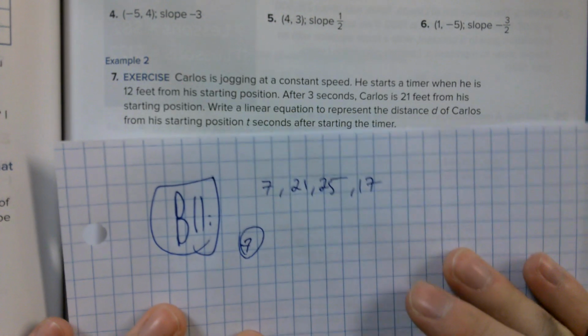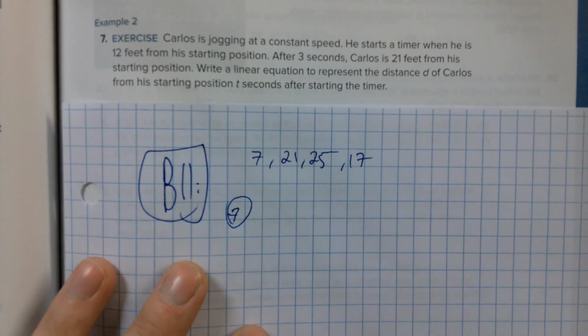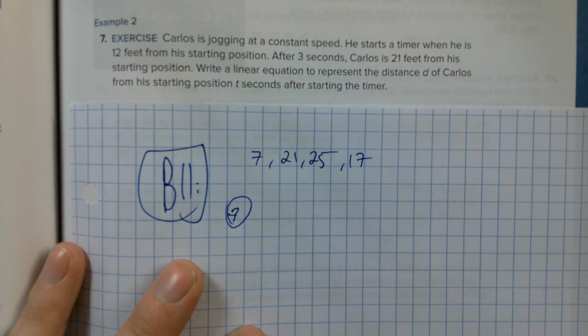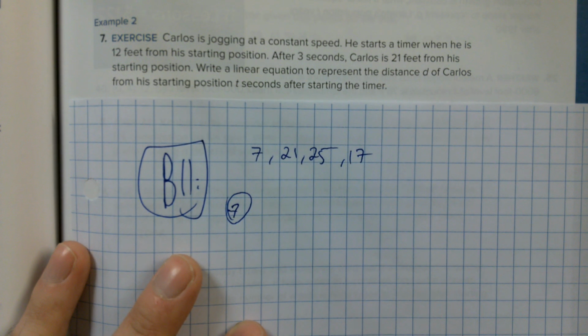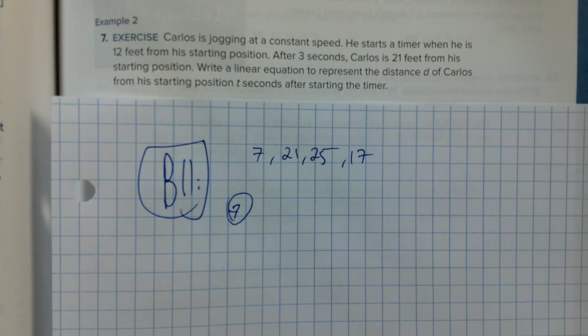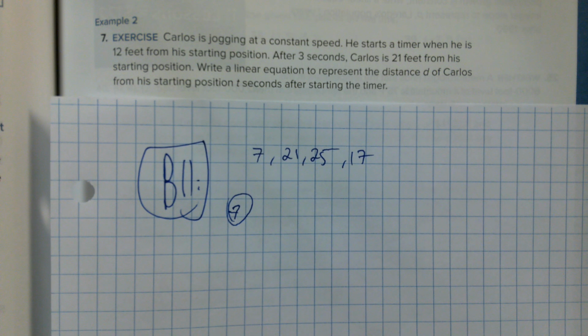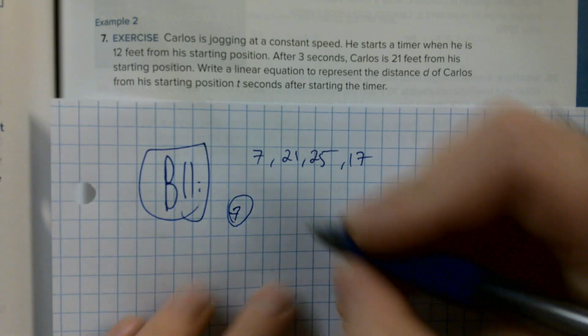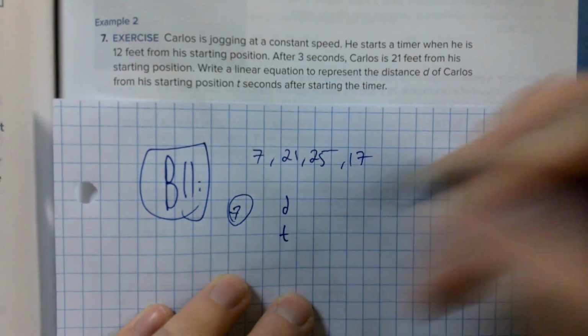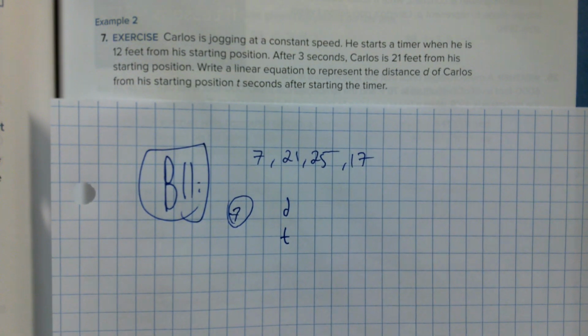Carlos is jogging at a constant speed. That's good to know. We're doing number 7. He starts a timer when he is 12 feet from his starting position. After 3 seconds, Carlos is 21 feet from his starting position. Write a linear equation to represent the distance d of Carlos from his starting position t. So I've got d for distance. I've got t for time. Okay?